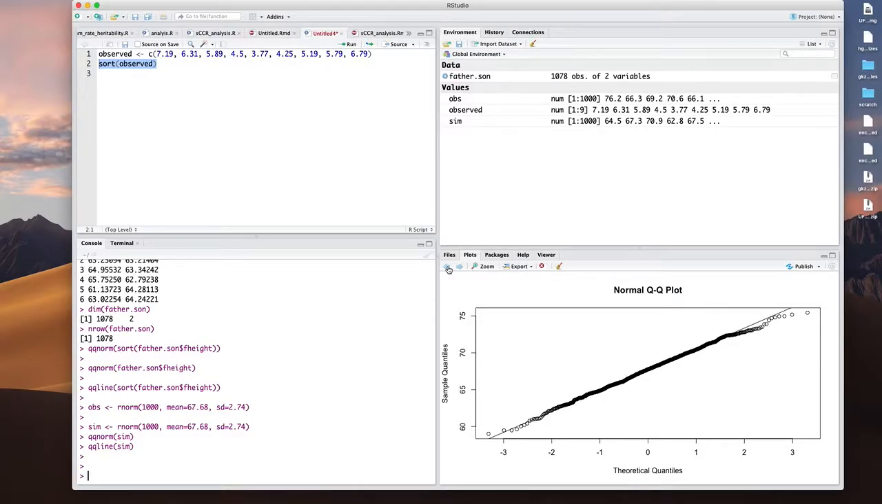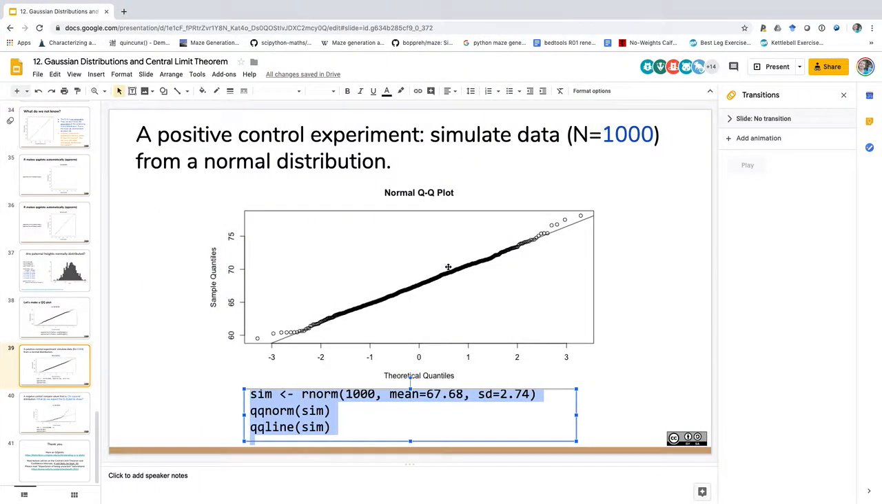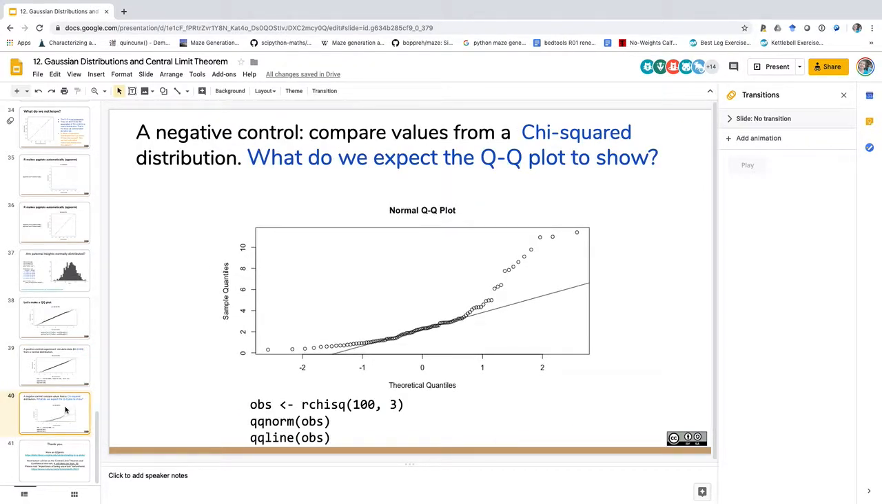Let me convince you of that a bit more by doing a negative control. So the positive control was to make sure that the QQ plot is beautiful along the diagonal when we generate data from a normal distribution, and the theoretical quantiles come from a normal distribution. A negative control would be, well, let's simulate data from a chi-squared distribution and do a QQ plot of that against the normal distribution to see what a crappy QQ plot looks like, right?